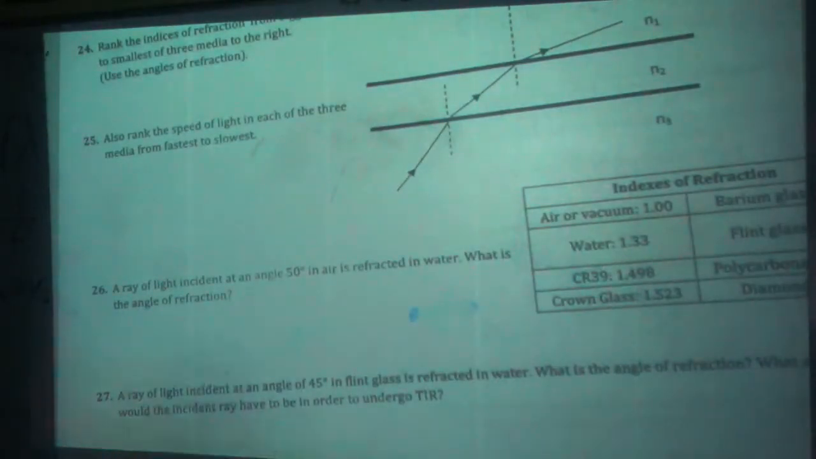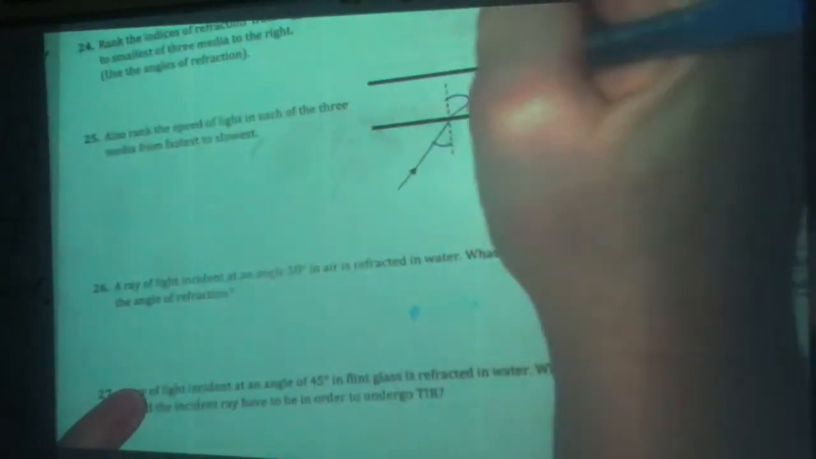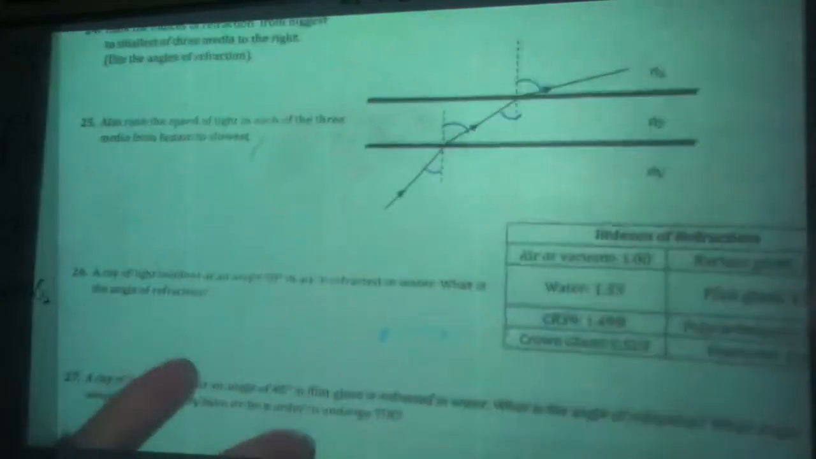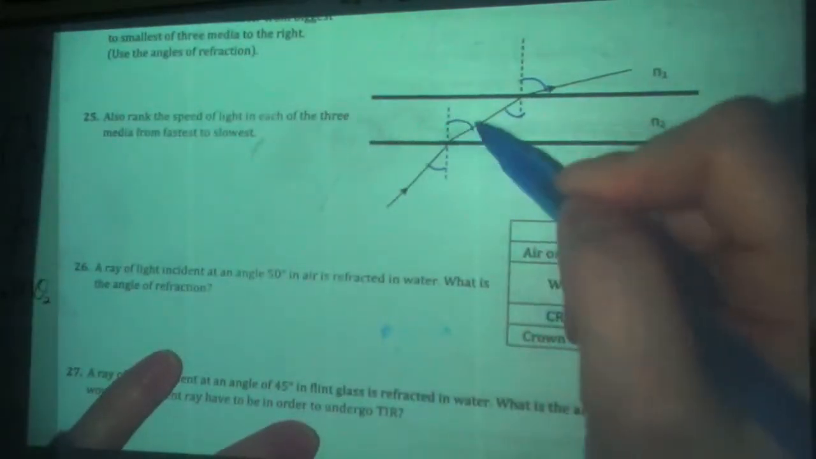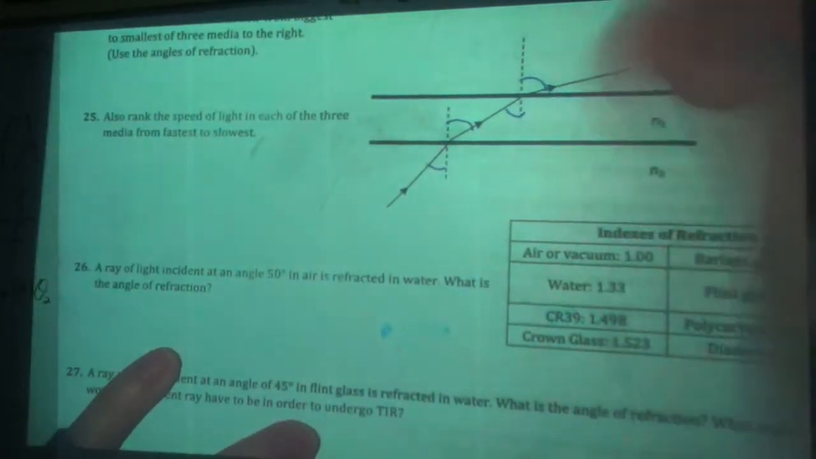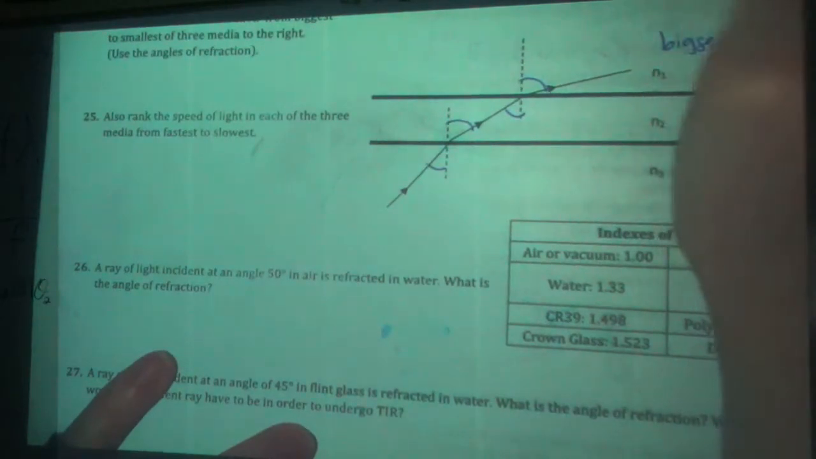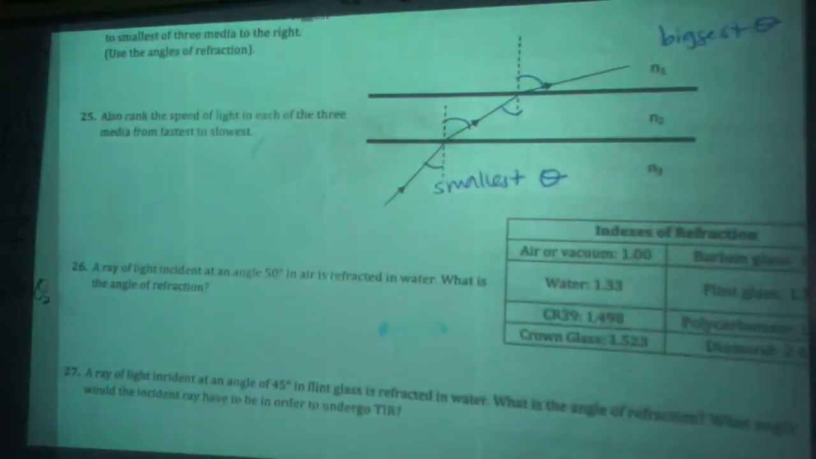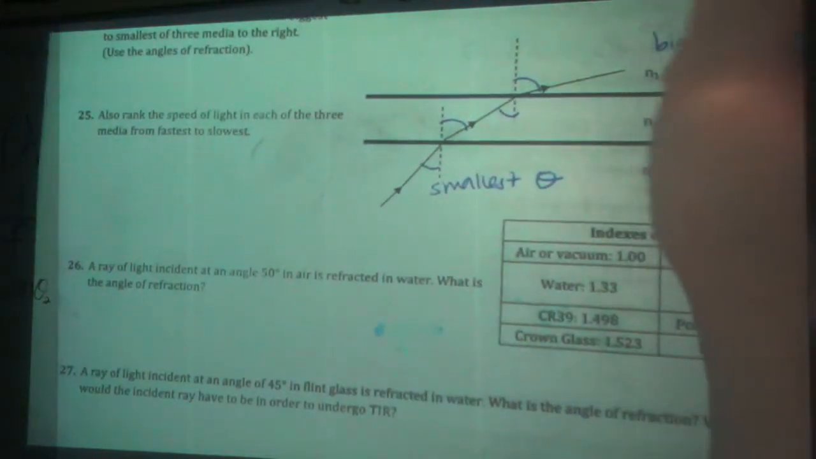Indices of refraction, so n from biggest to smallest. It helps, I think, to kind of draw in the angle measures. Remember, it always goes to the normal. So if you look right here, this is getting bigger, and this one's getting even bigger. So this is the biggest angle, and this one is the smallest angle. Okay, now let's think about it: biggest angle is actually the smallest n. Smallest angle is the biggest n.